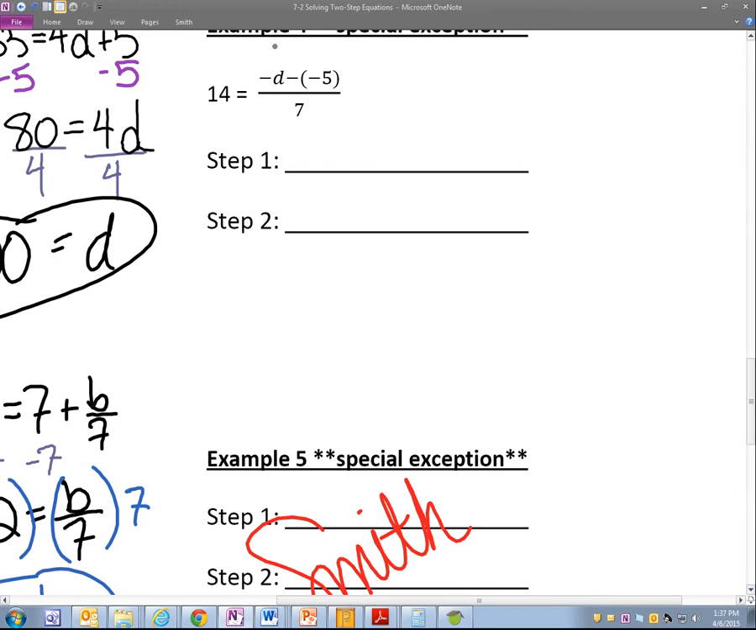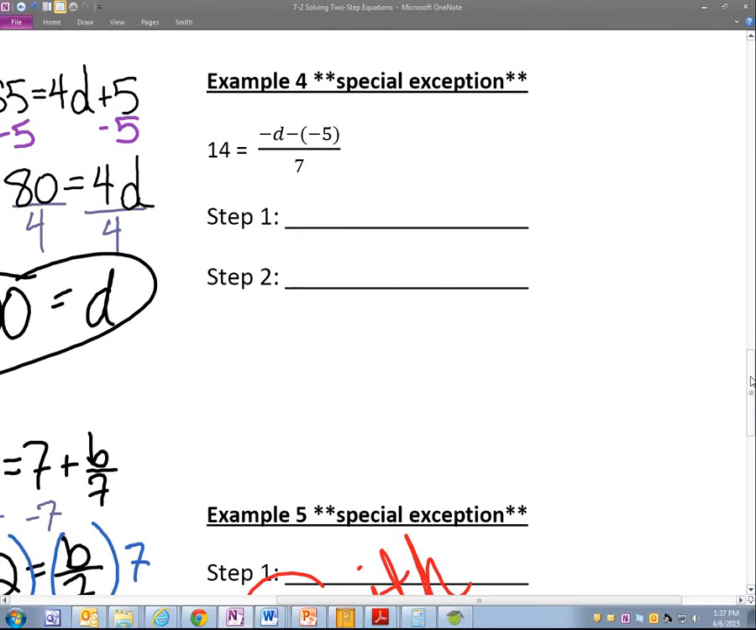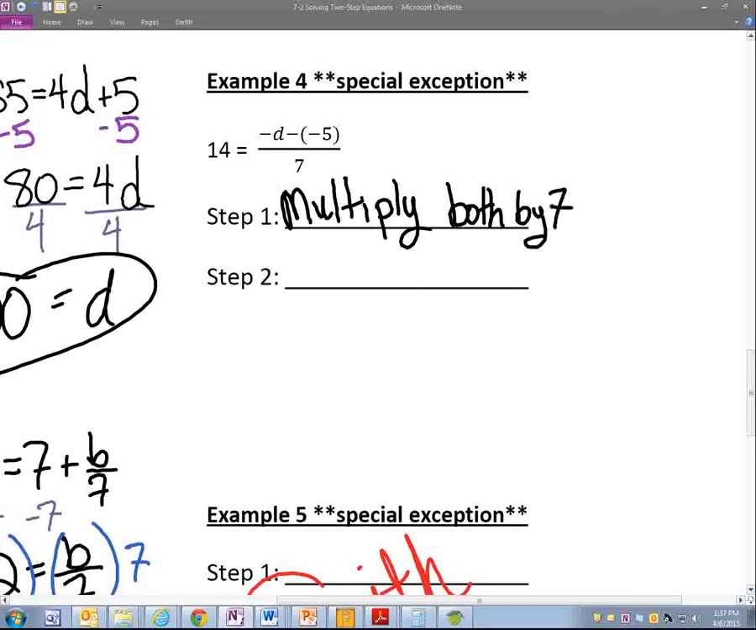So as we're going through this, as we just went over, the first thing we're going to do, because this whole side is a special exception fraction, is multiply both sides by 7. After I multiply both sides by 7, I'm going to have 7 times 10 plus 7 plus 4, which is going to be 98, equals the opposite of D.